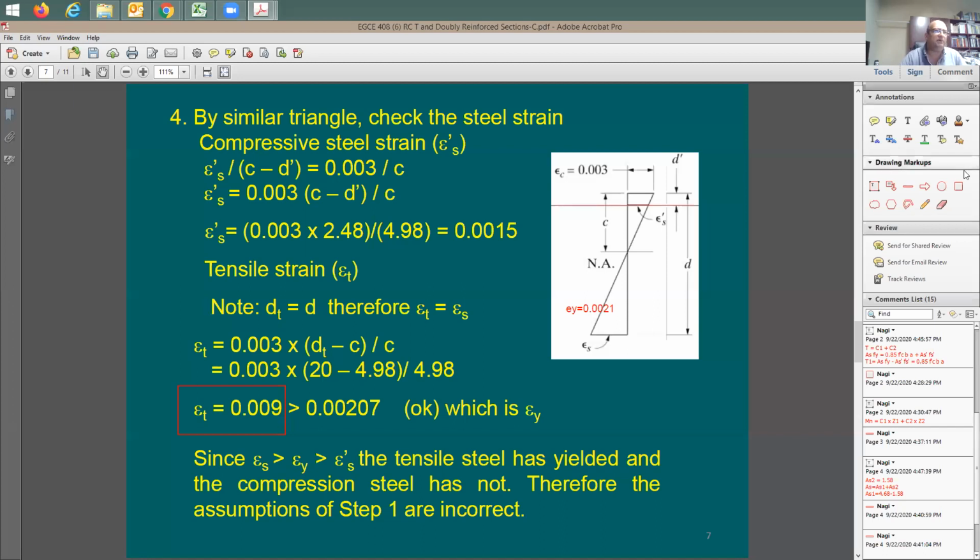Do you see it here somewhere on this page? You see the value? Yeah, it's less than. Okay. So I know that the compression steel is not yielding and the tension steel is yielding. So the first assumption I started with was partially incorrect. It is true that the tension steel is yielding, but the compression steel is not yielding yet.